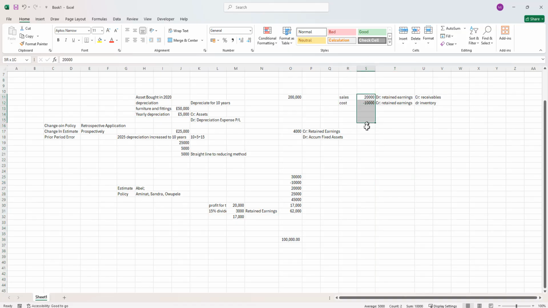Don't forget our profit for the year goes to retained earnings. The profit we made on this item this year is £10,000, so the difference goes to retained earnings. In normal English, I just say £10,000, debit retained earnings. That's what I should have done at once, but I want to break it down for you to know. That's why I'm doing all of those debits and credits.